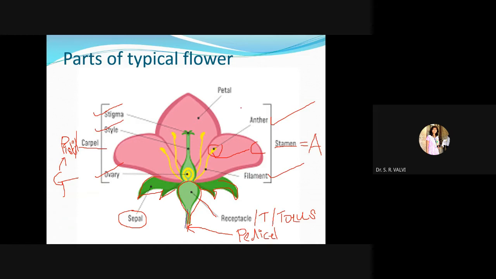Now, the pink structures you are observing are petals. Petals again form the structure called corolla. So these are the parts of a typical flower. Please do remember all these structures, particularly this receptacle, torus. This is very important during this lecture, where we are going to study the nodal portion and internodal portion, and what the botanical terms for them are.